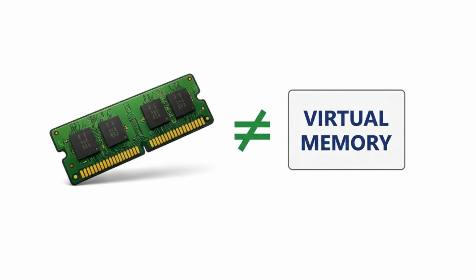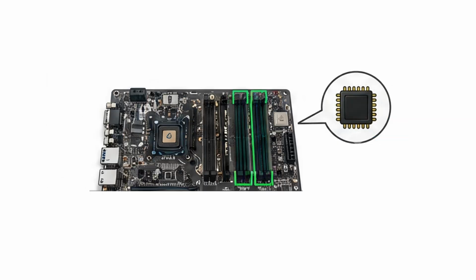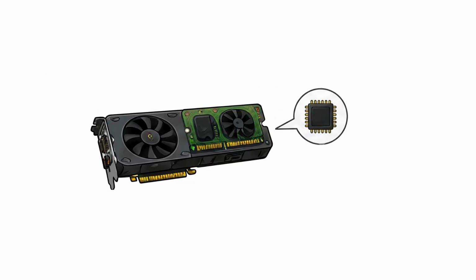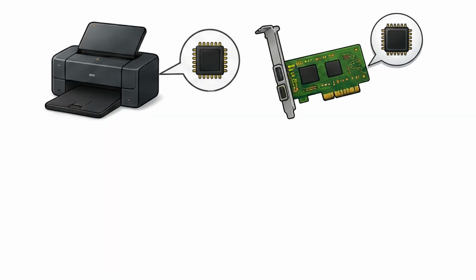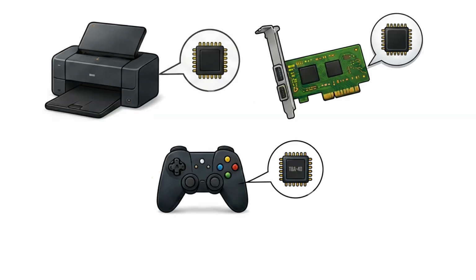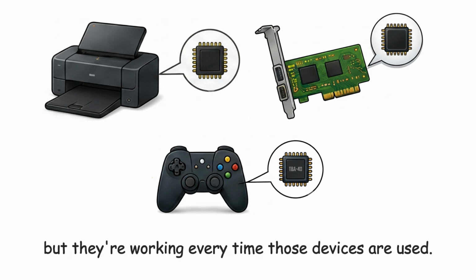There are also smaller memory chips throughout a computer. Your motherboard stores firmware settings. Your graphics card has its own memory. Even devices like printers, network cards, and game controllers contain small amounts of memory that help them perform their specific tasks. You may never notice them, but they're working every time those devices are used.